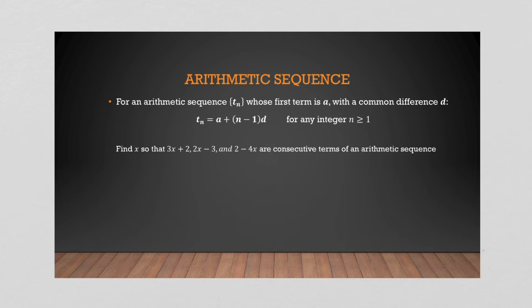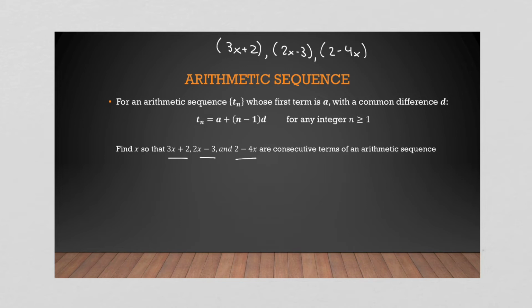Now, here you have 3 consecutive terms in a sequence. So what we have is 3x plus 2, which represents a number. And then we have 2x minus 3, which represents a number. And we have 2 minus 4x, which represents a number. The thing is since we don't know x, we don't know what that number actually is. And that is what we're going to try and find out.